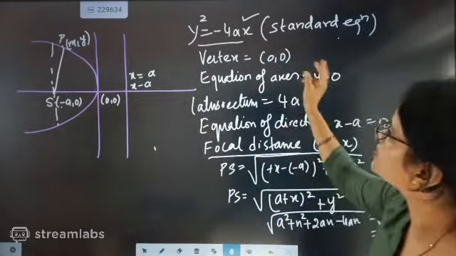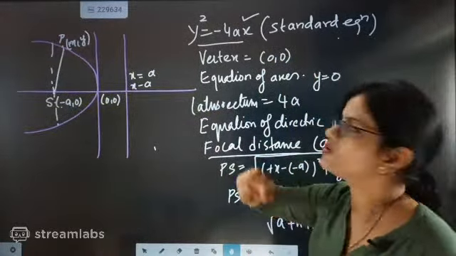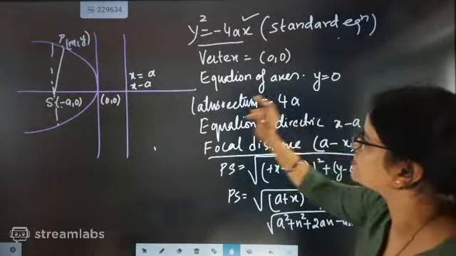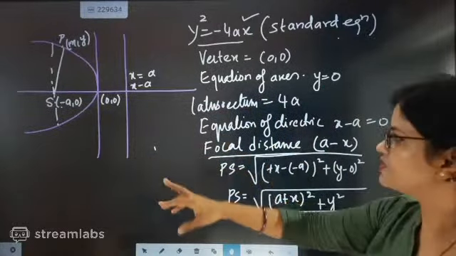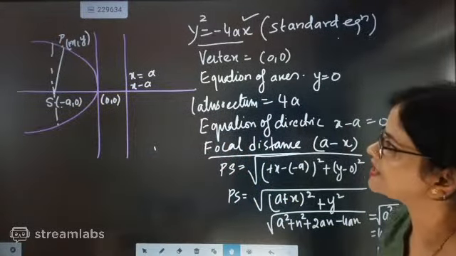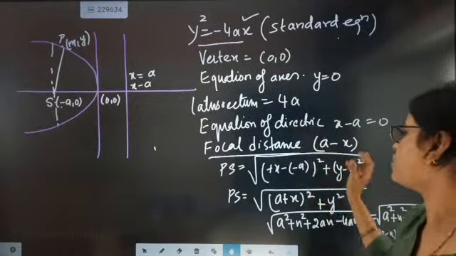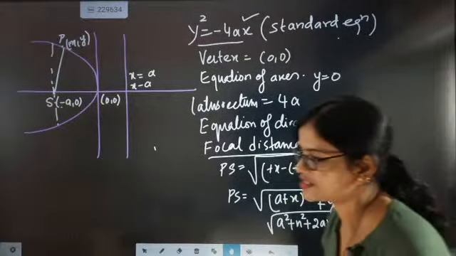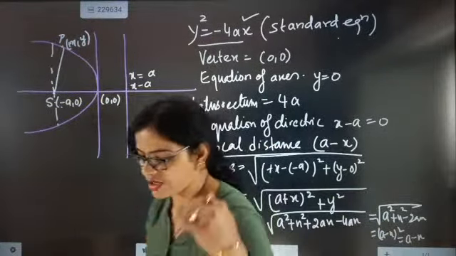Okay, second one is beta vertex. Vertex is coming as (0, 0). Equation of axis is y equal to 0. Latus rectum is 4a. Equation of directrix is x minus a equal to 0. And then focal length, focal distance is a minus x. So we got all those points back to back.